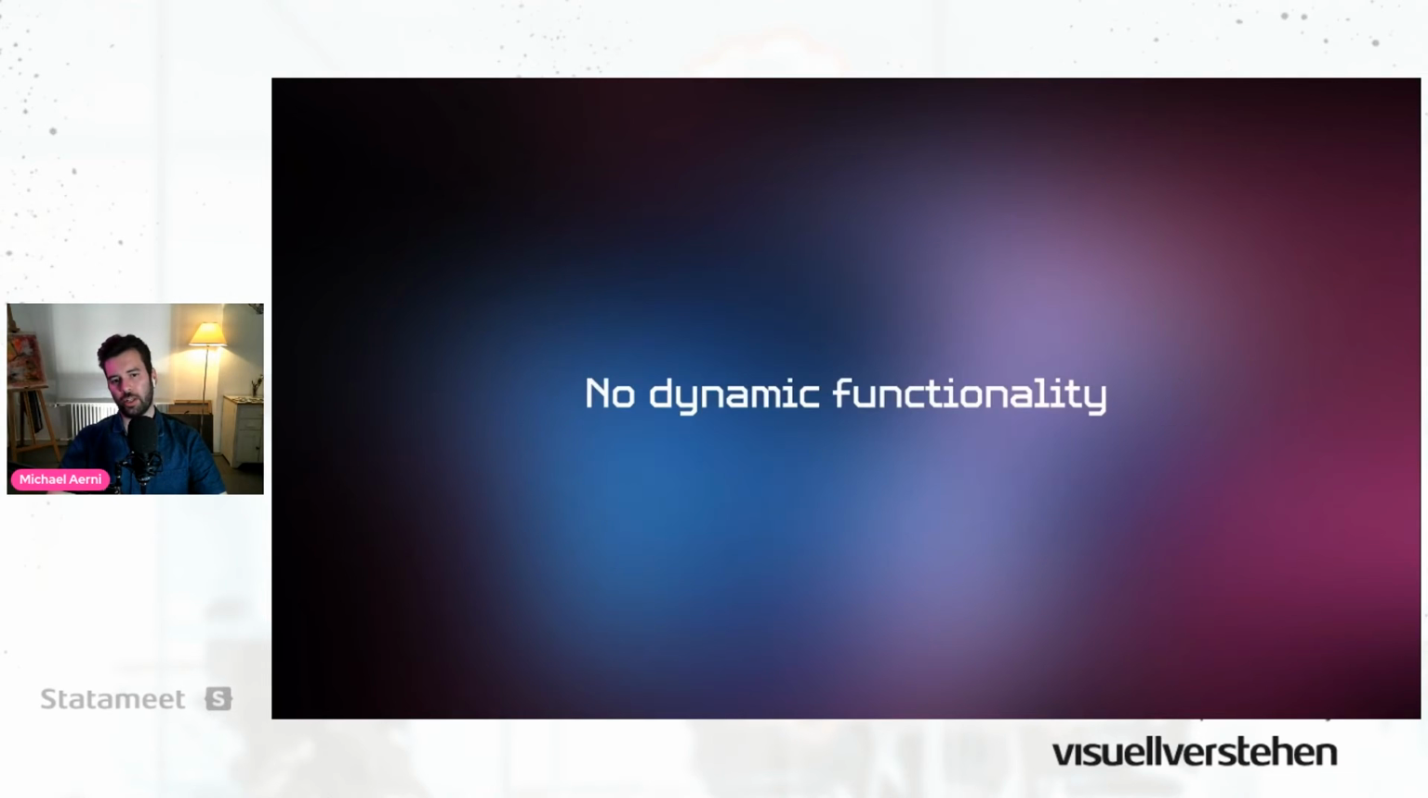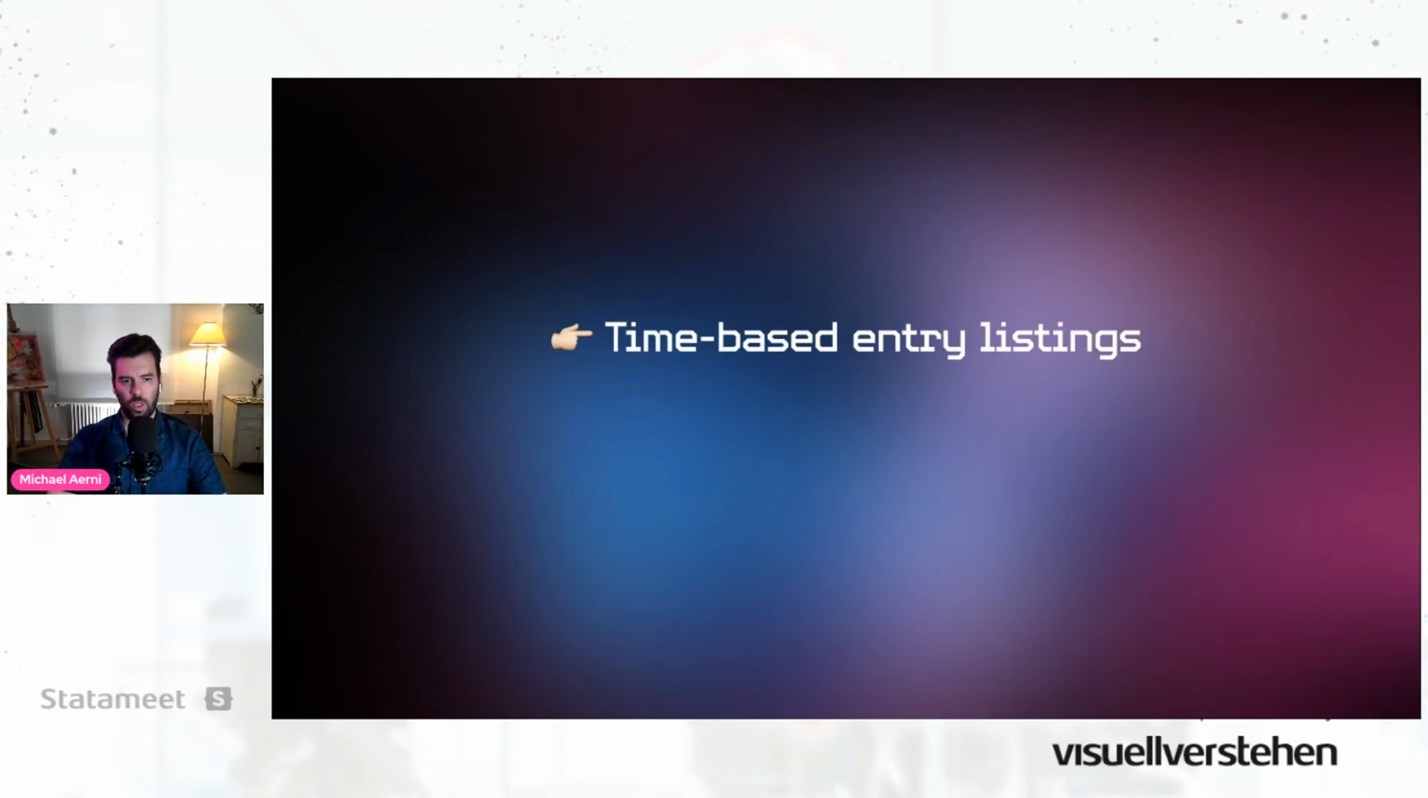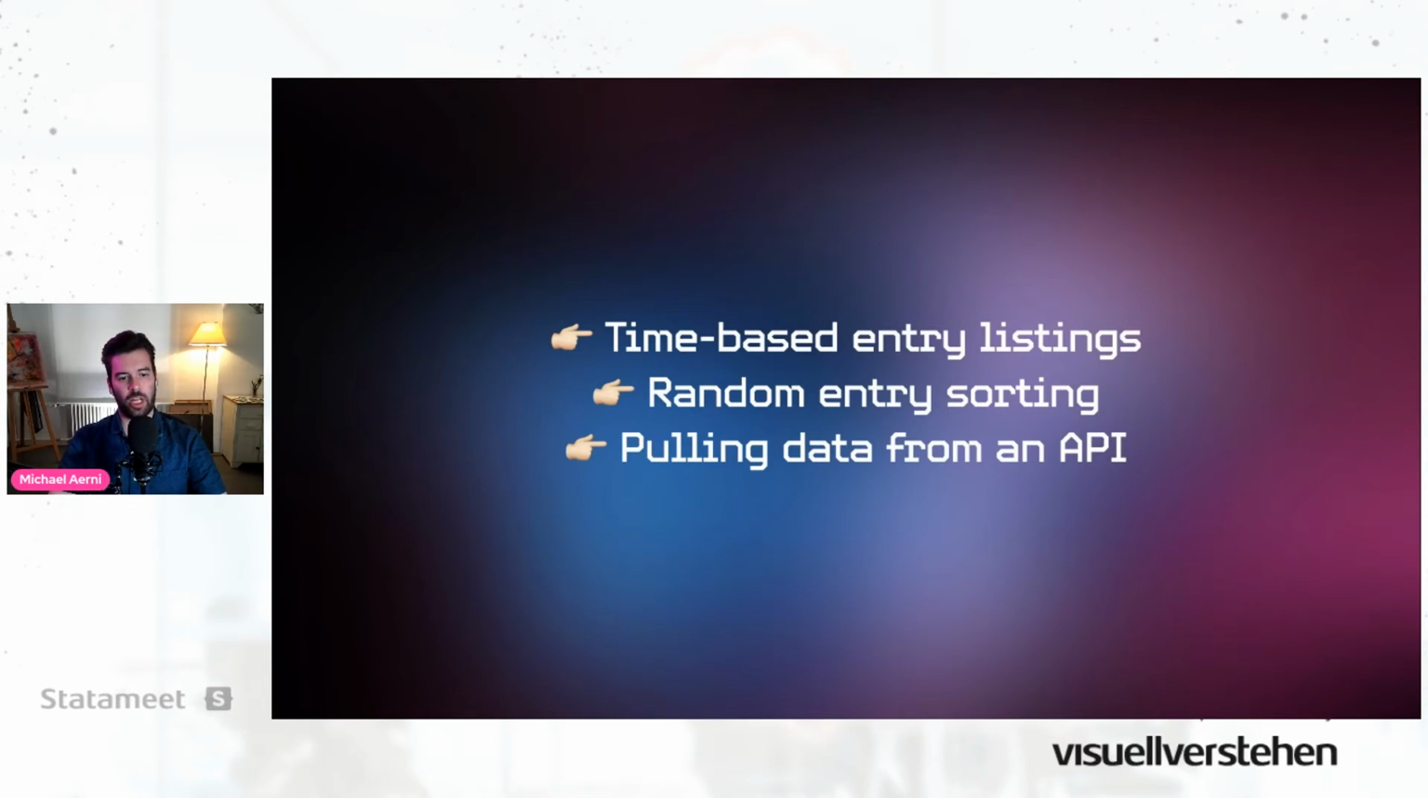Now, with caching, one big thing to know, you lose all dynamic functionality. What do you mean by that? Well, any time-based entry listings in your template. So let's say you have a home page like Rob showed us, and you have a news section that maybe shows the news of the last 3 days. This wouldn't work when cached statically. Also, any random entry sorting, like if you want to have a random order of your entries on every reload of the page, this wouldn't work with caching. Also, if you're pulling in data from an API like the current weather, this wouldn't work with caching.